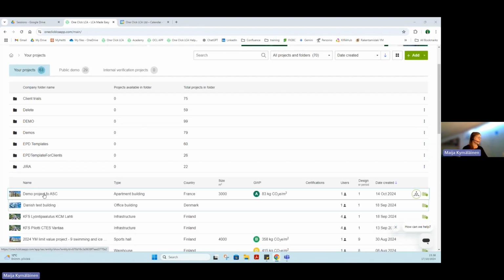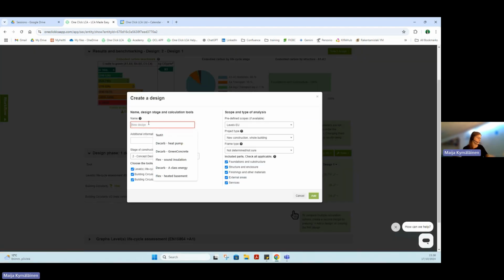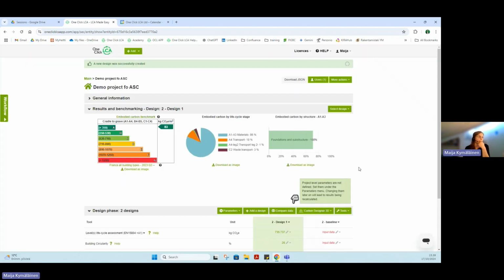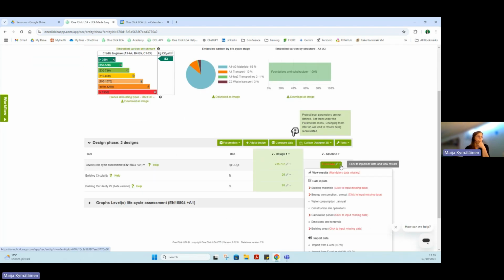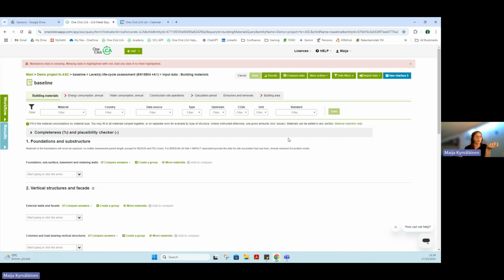So I will use the project that we created last time. And then we can just add a design, and we can name this, for example, baseline. Once we have created our design, we can start adding the materials as we did last time. This is a very simple example of what you can do with materials. So in this case, we are starting with our foundations.